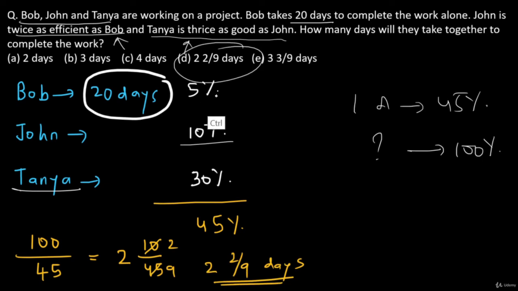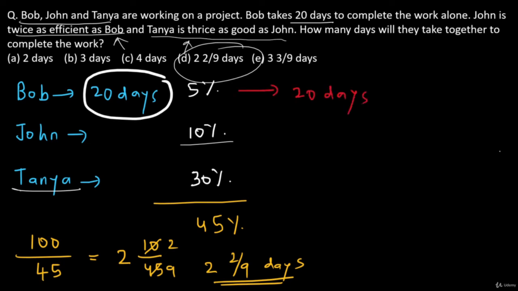Alright, now we can also do this using the fraction method. Let's quickly see how it would look over here. But over here you can clearly see that the percentage method is the best method. But let's just see the fraction method also. Now Bob takes 20 days, right? So John would take 10 days because John is twice as efficient as Bob. And Tanya would take 10 by 3 days because Tanya is 3 times as good as John, right?